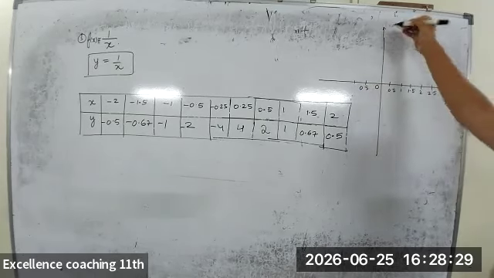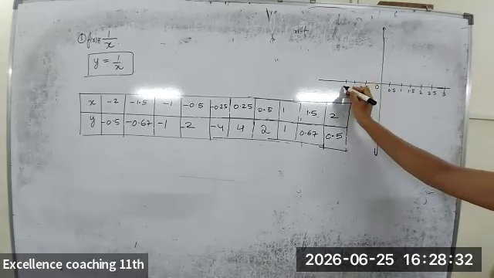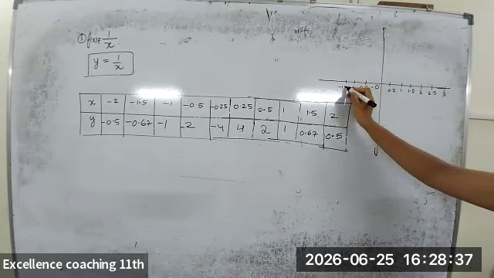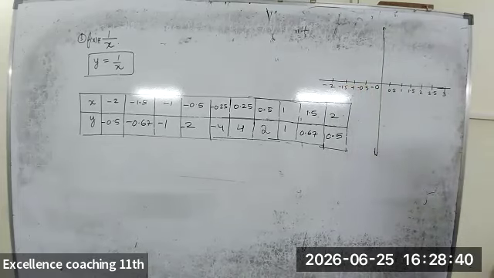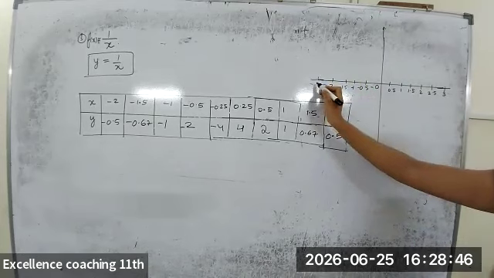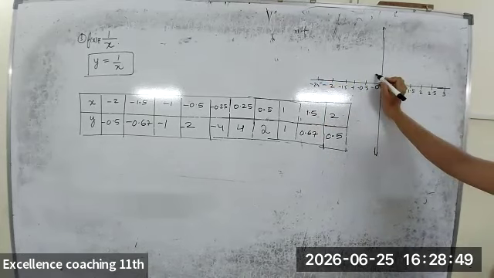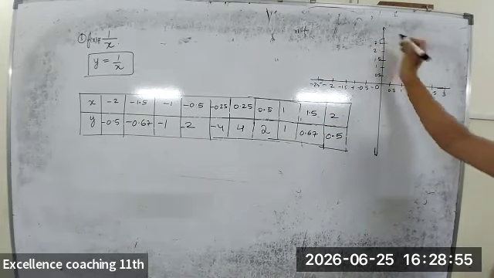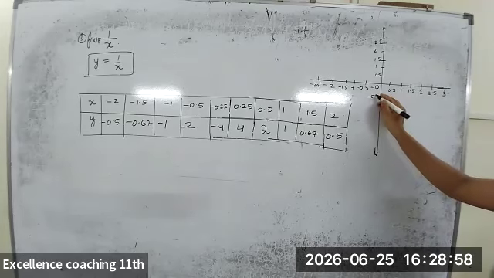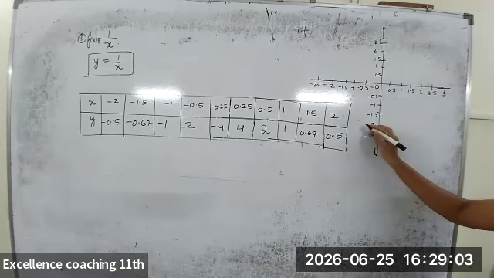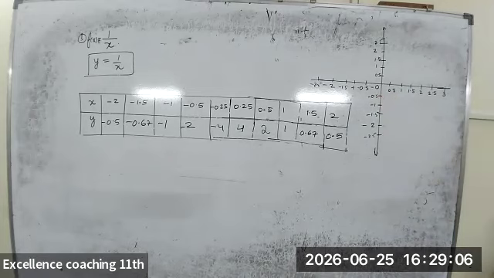Same scale you put it on the y-axis also. 0.5 difference you can put. Maximum is up till 2. You can keep 0.5 difference and do. Now start plotting approximately.